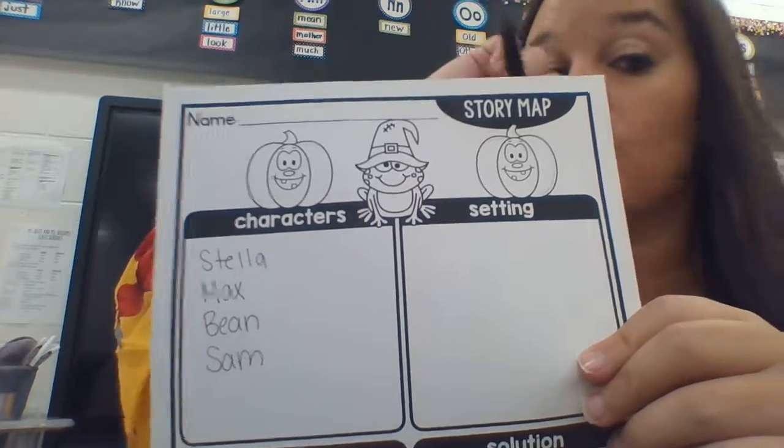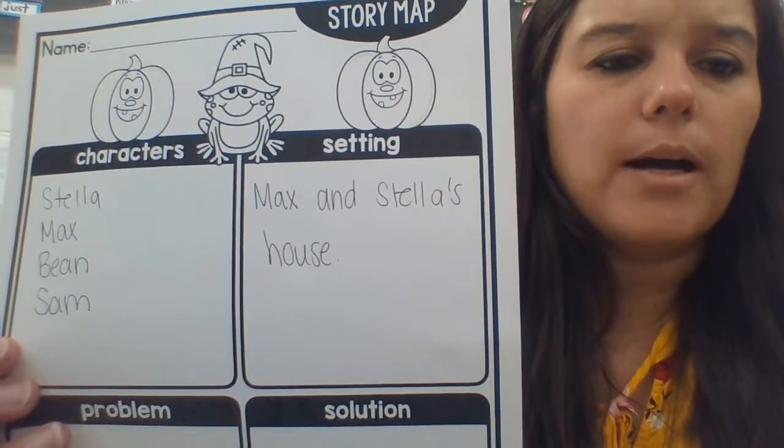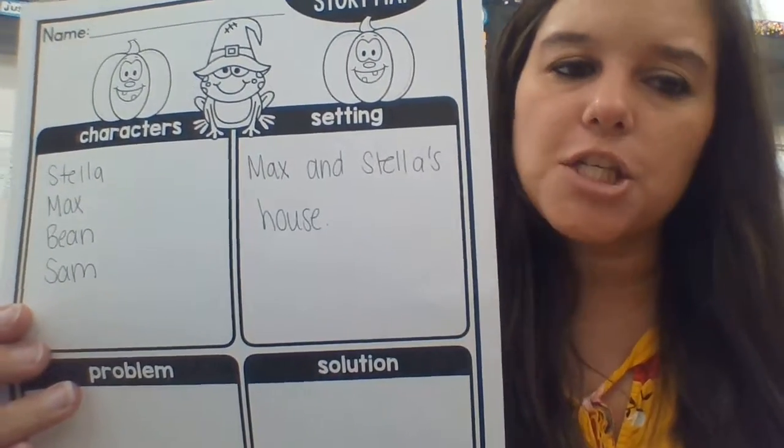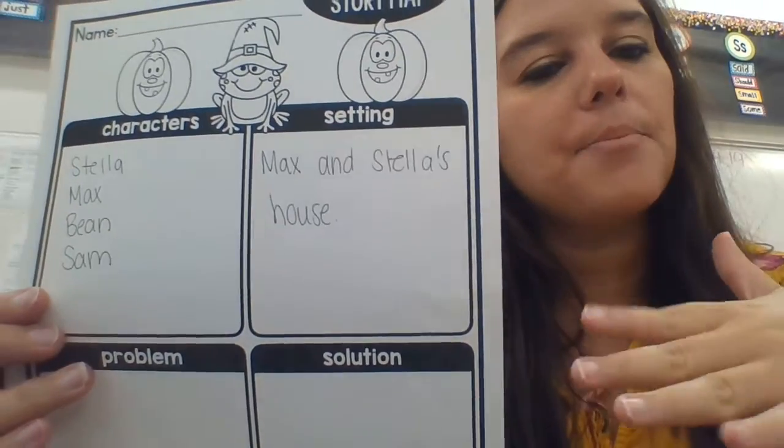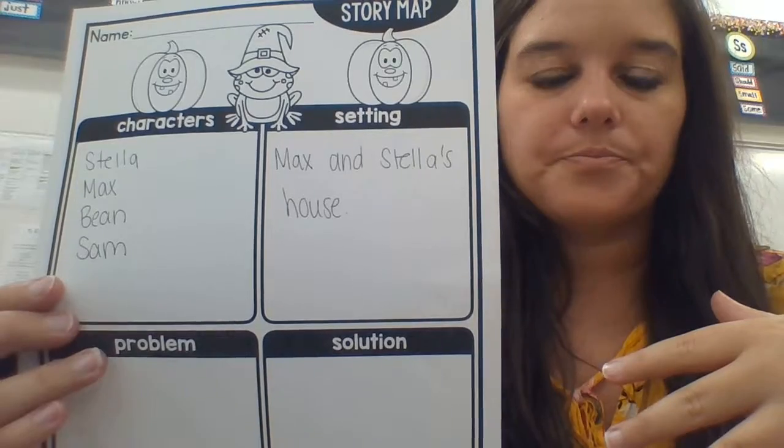The setting is where the story takes place. And this story really only takes place in one spot. It is in the house. So we can write under setting Max and Stella's house. Some of you showed me yesterday that you wrote in the kitchen, which it really doesn't happen just in the kitchen. It happens everywhere in the house.